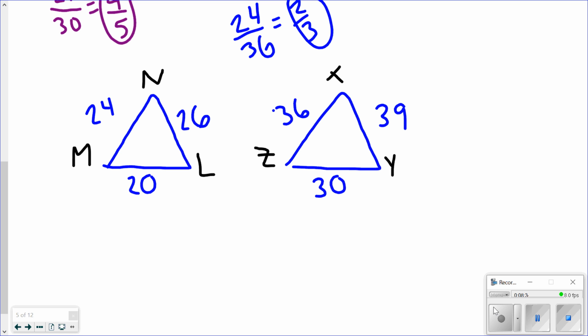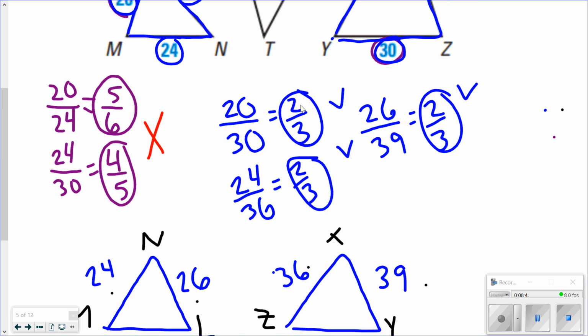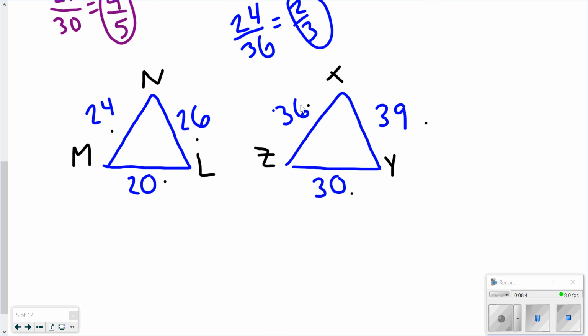So the shortest sides are on the bottom. My longest side is on the right-hand side, and the medium side is on the left-hand side. And then I just matched up the letters with what it told me up here. So here are my two triangles now. So I can say triangle MNL is similar to triangle ZXY. And I'm done.